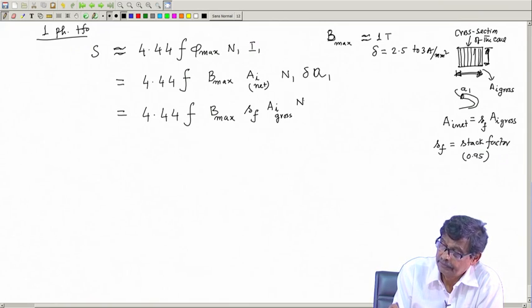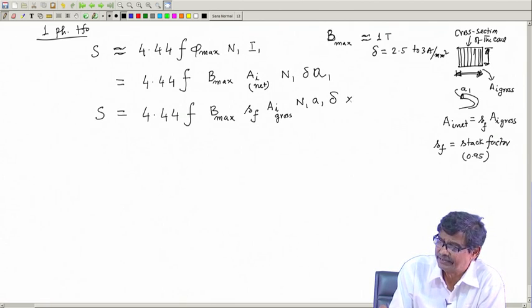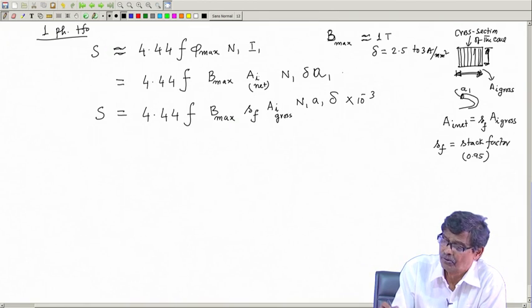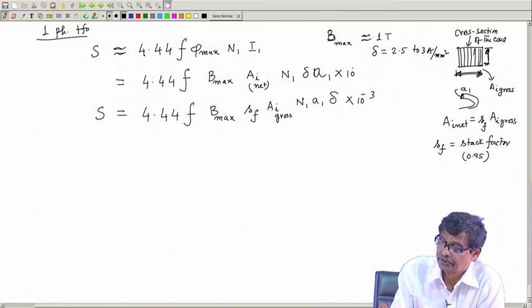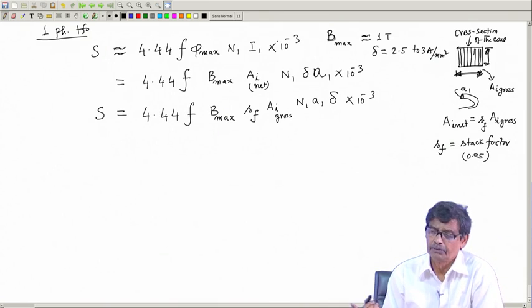then N1 A1 delta into 10 to the minus 3, if these are in volts, etc. I hope you are getting this. This will be the KVA rating.